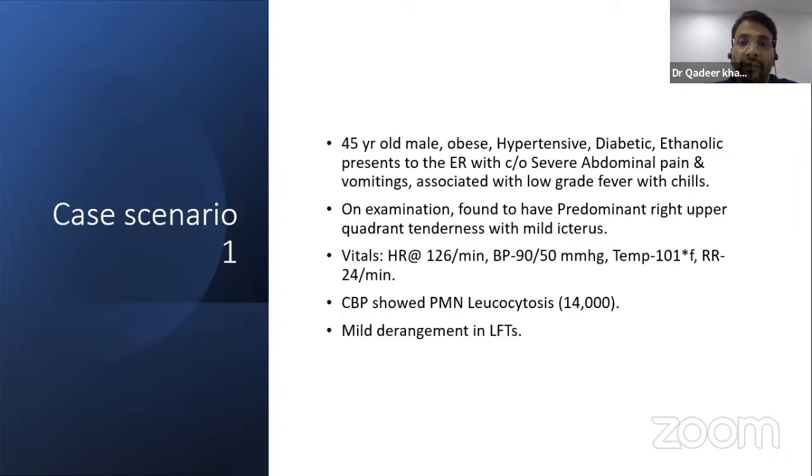So in a case scenario, a 45-year-old gentleman, obese, hypertensive and diabetic, and a chronic alcoholic, presents to the ER with a history of abdominal pain, vomiting, and low-grade fever with chills. On examination, he was found to have right upper quadrant tenderness with mild icterus. So based on the history, it is a GI tract infection with mostly liver involvement. Vitals: heart rate is around 126 per minute, blood pressure is 90/50, temperature is 101 degrees Fahrenheit, and he is breathing at a rate of 24 per minute.